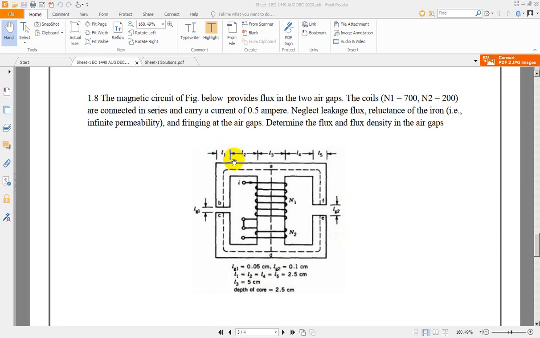It means this length is equal to this length is equal to this length. How much is it? 2.5 centimeters. And L3 is equal to this width. This width is equal to 5 centimeters. Depth of the core into the screen is 2.5 centimeters.